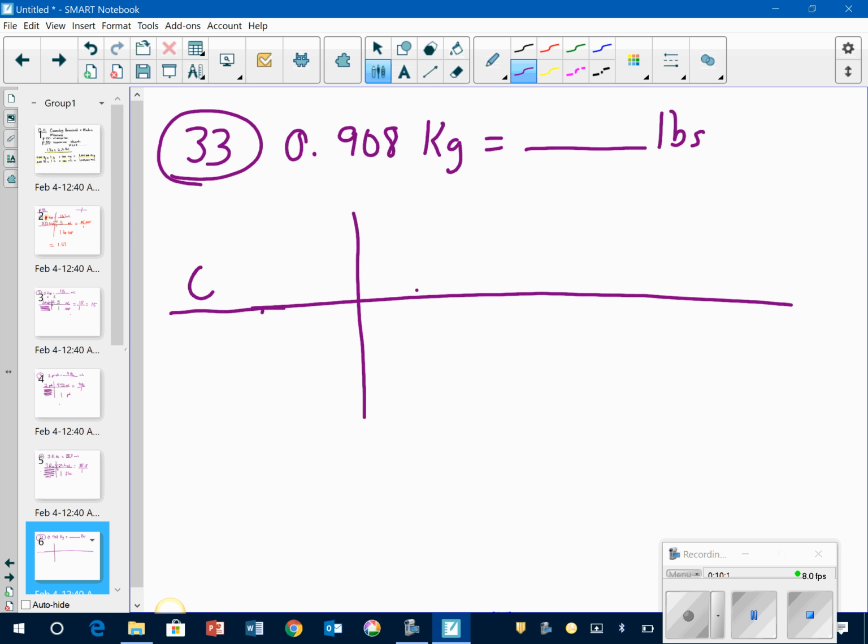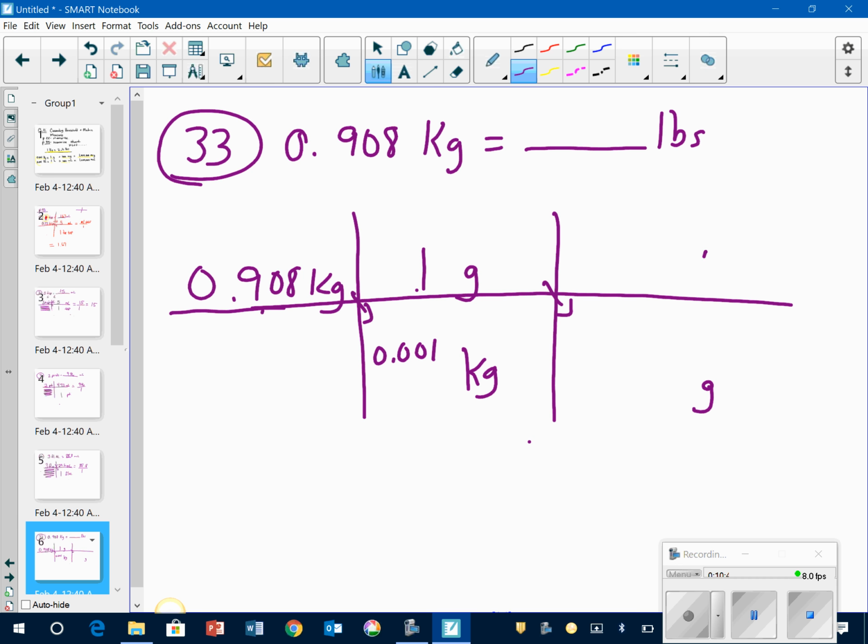We have 0.908 kilograms, and we want pounds, but we look at our chart and we don't have kilograms to pounds. So we want to keep it in the weight category. We know that 0.001 kilograms is equal to 1 gram. Then if you have grams here, you put grams here, and we're trying to get to pounds. If you look at your chart, 454 grams is equal to 1 pound.